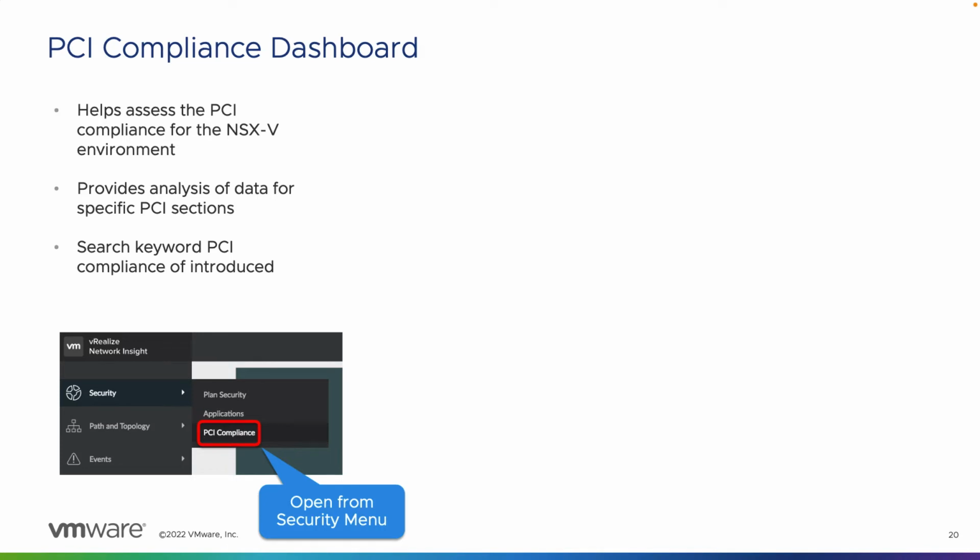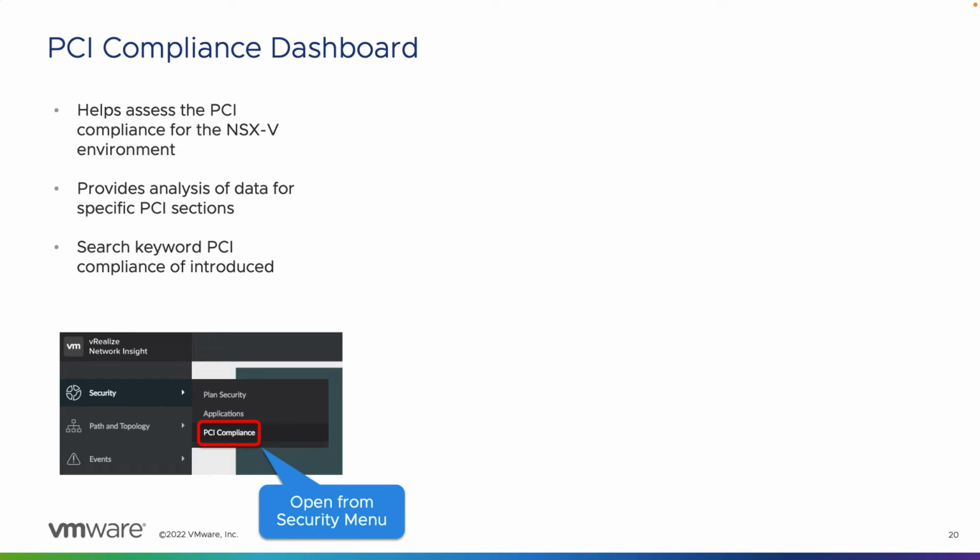Now, to run a PCI compliance check, what you will do is you will go over to the navigational pane. You'll choose under security, and then you will be able to see our options for things like plan security, which is going to be our microsegmentation planner, applications, crown jewels, and then you'll see PCI compliance. So here you can click on PCI compliance to launch the PCI compliance dashboard.